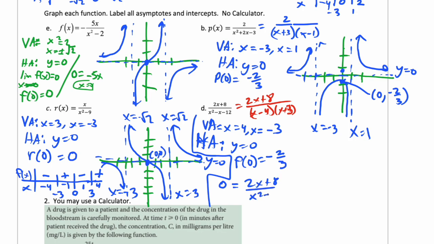Okay, so we got x squared minus x minus 12. We can multiply both sides by this, so we get 0 equals 2x plus 8. And that means x equals negative 4. So we have an x-intercept this time. It is possible.